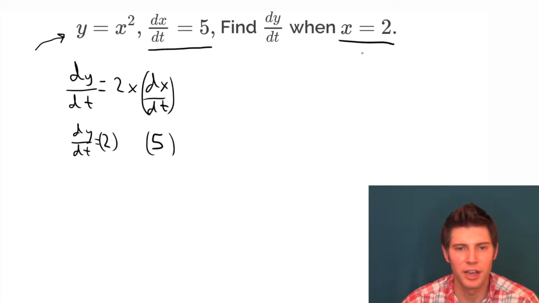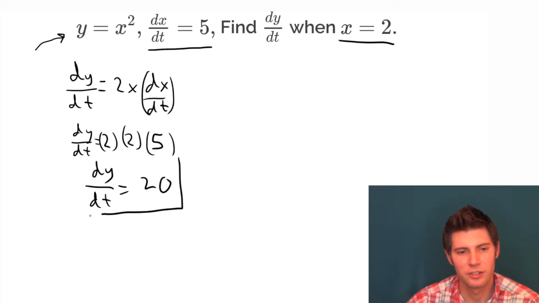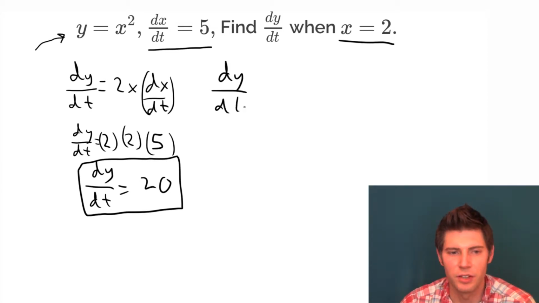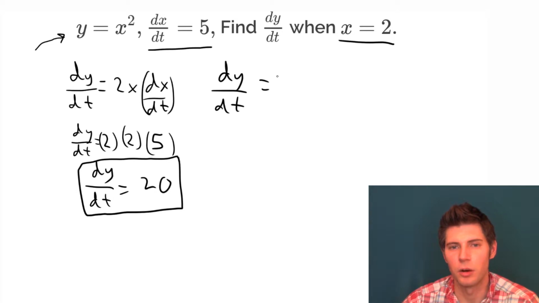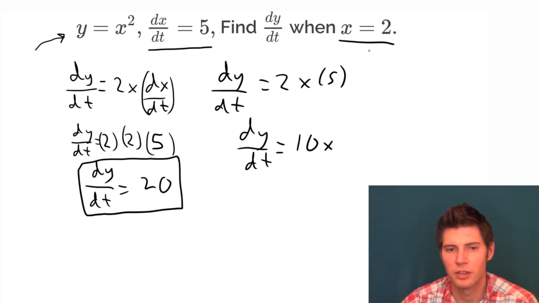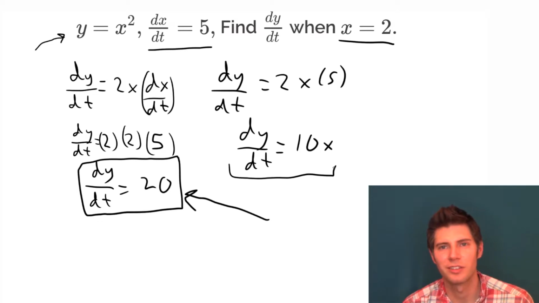Just bring down the 2. And then the x, they say, is 2. So 2 times 2 is 4 times 5 is 20. So we get dy dt equals 20. And that is the answer to this one. A more general formula for dy dt for this, since dx dt is always 5, it would always be 2 times x times 5. So dy dt will just be 10x. And then obviously when x is 2, dy dt was 20. But this is specifically what I was asking for. And this is dy dt in terms of x.